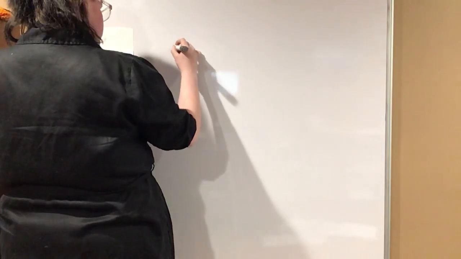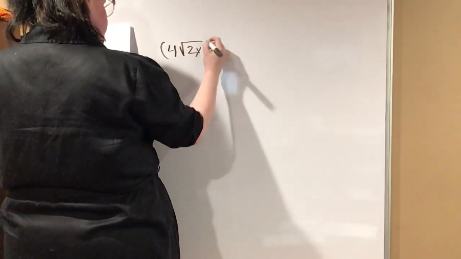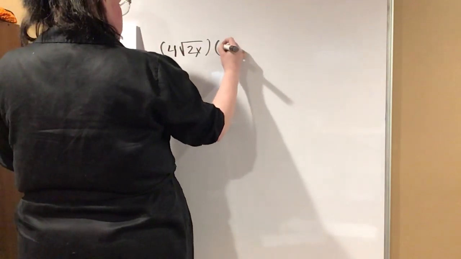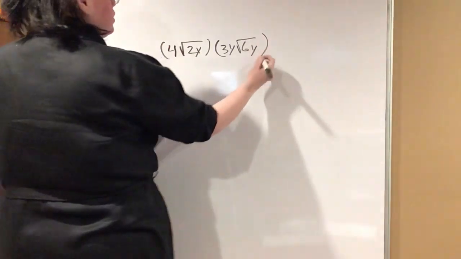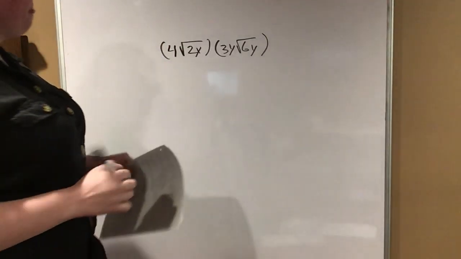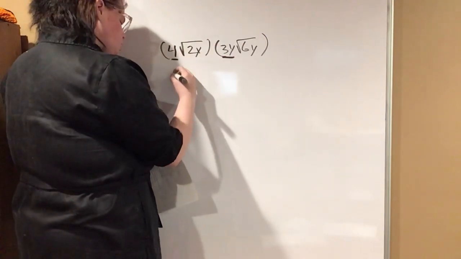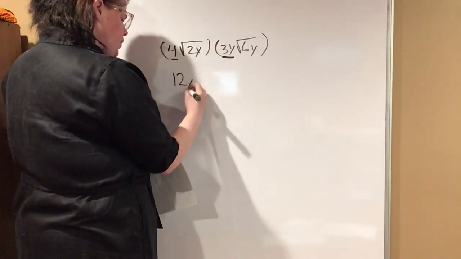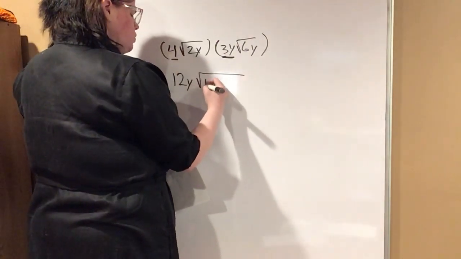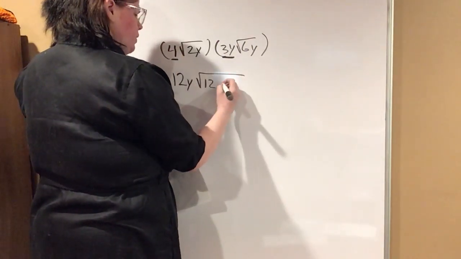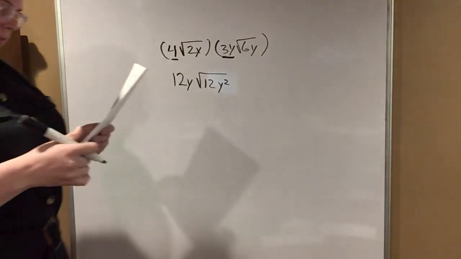So what if we're given 4 square roots of 2y times 3y square roots of 6y. Wow, they're all slanty that way. Multiply your coefficients. 4 times 3 is 12, and we're going to take the y with it. 2 times 6 is 12, and then we have a y squared, because y times y is y squared.